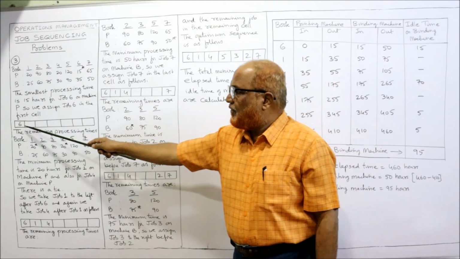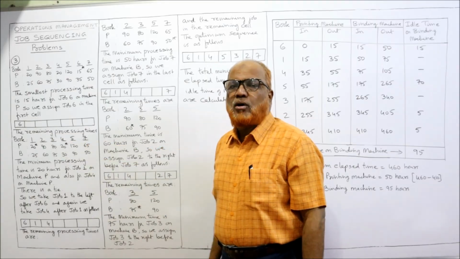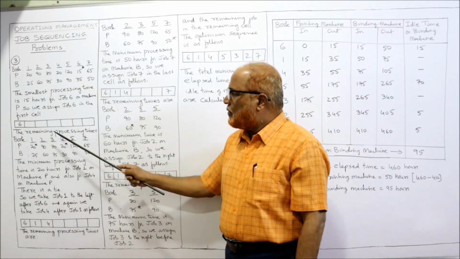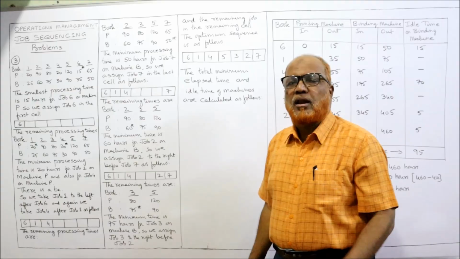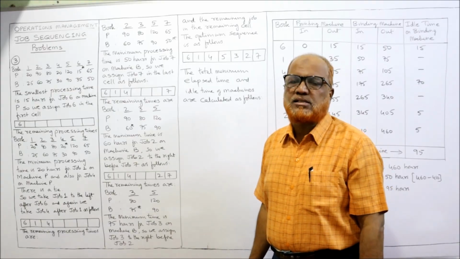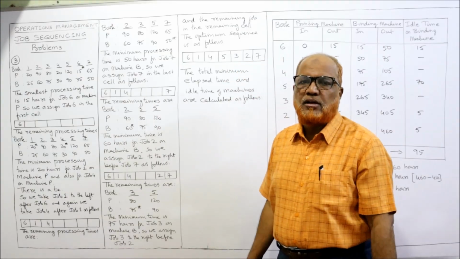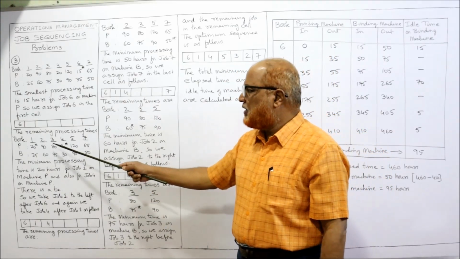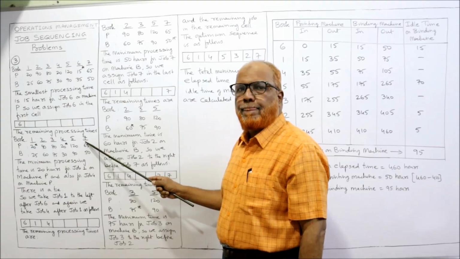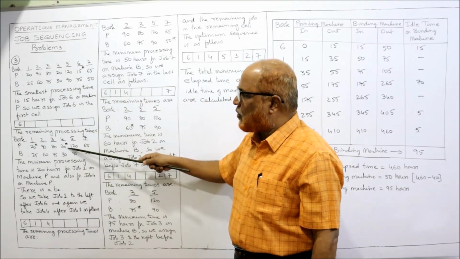Sixth job in the first cell because it is on the first machine. Now the remaining processing times. Remove the job which is already assigned. Sixth job is already assigned. Remove that. Remaining jobs 1, 2, 3, 4, 5 and 7. The same time estimates I am copying.